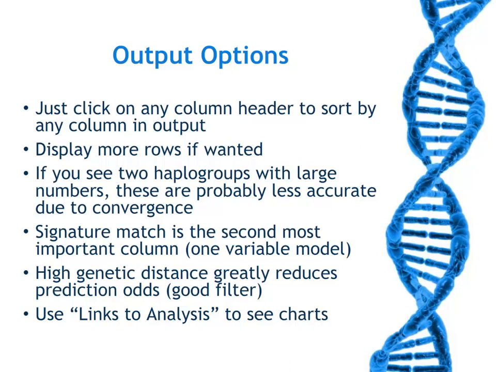If you see two haplogroups with large numbers, these are probably less accurate due to some kind of conversion going on. The signature max is the second most important column, because that's really what drives the prediction the most. The third most important is the high genetic distance, because that acts as a good filter. If you have a pretty high signature max but the genetic distance is high, it's not going to work. And then last, there are links to analysis. Those will go primarily to SAP charts, but also some other charts as well.